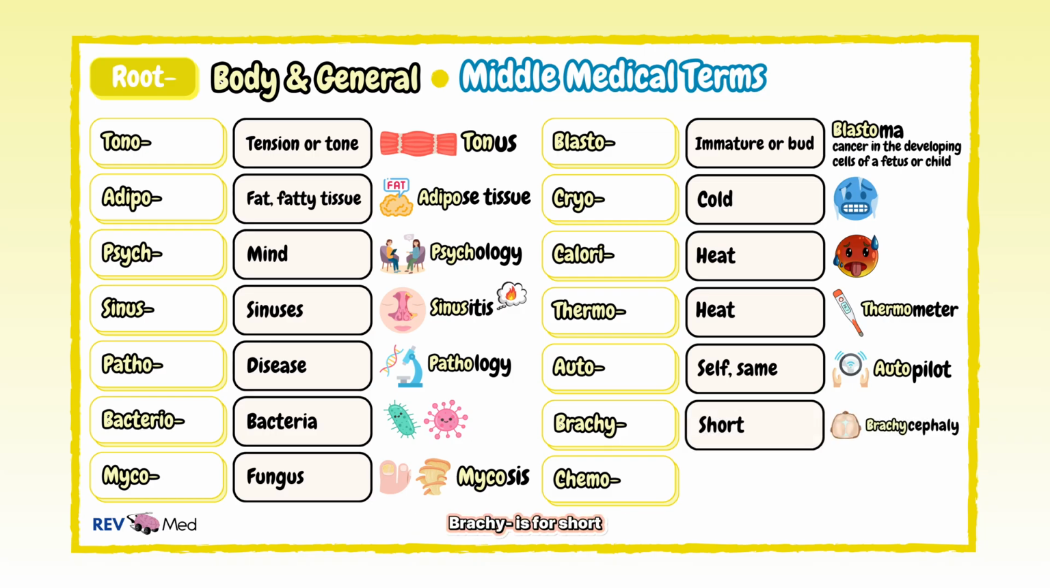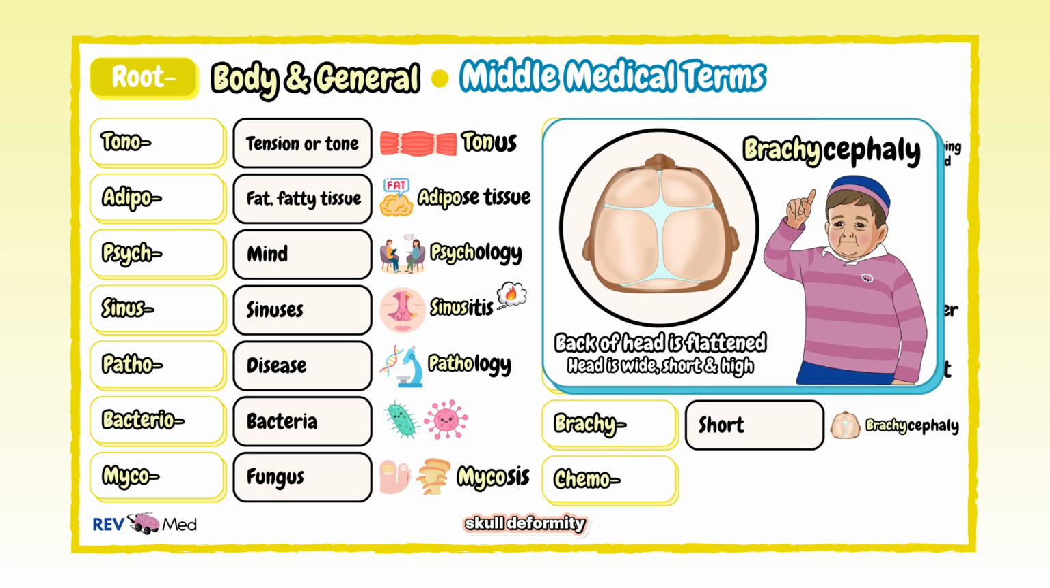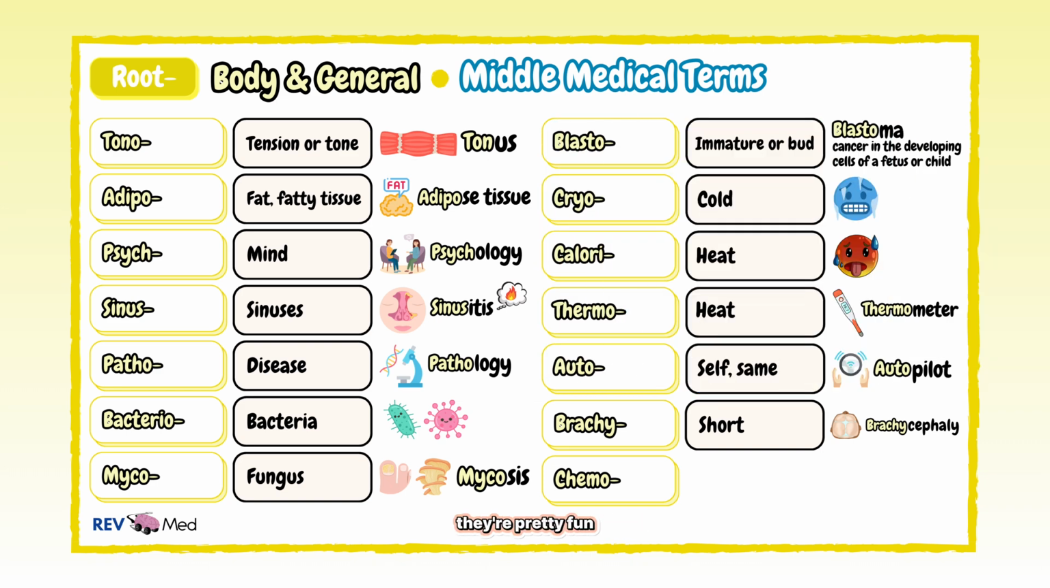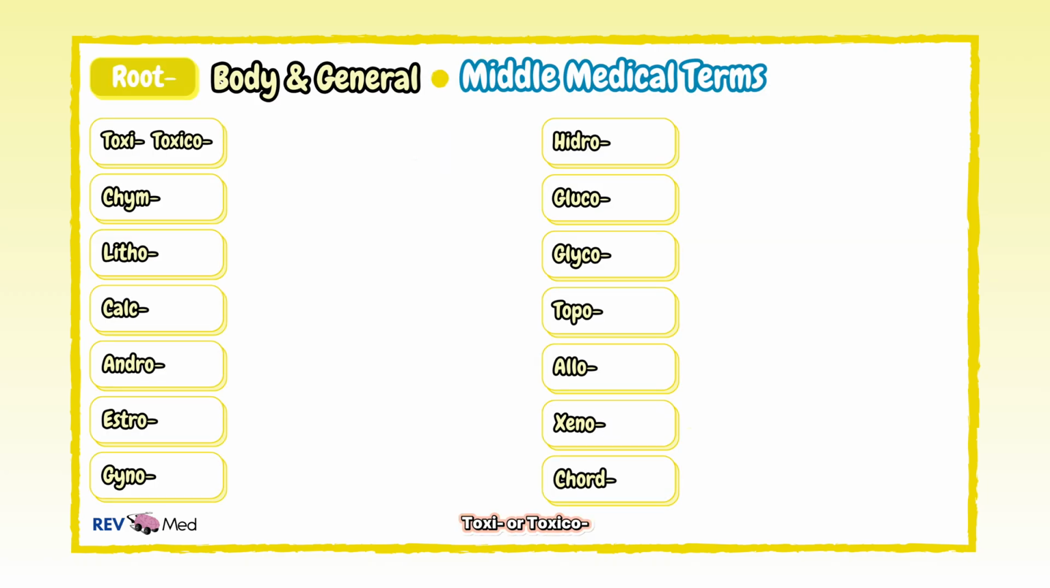Brachy is for short. Brachycephaly is an infant skull deformity with a lower than normal skull size. Remember in the prefix practice round 1 video, we broke down macrocephaly? Find the link to these practice videos below. They're pretty fun. Chemo refers to chemical. It's chemotherapy for cancer.